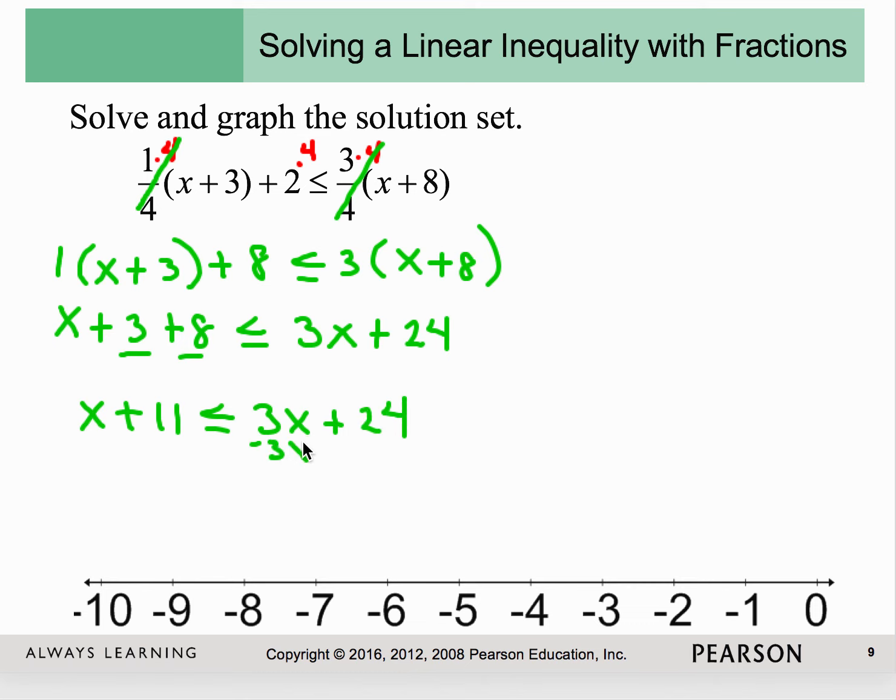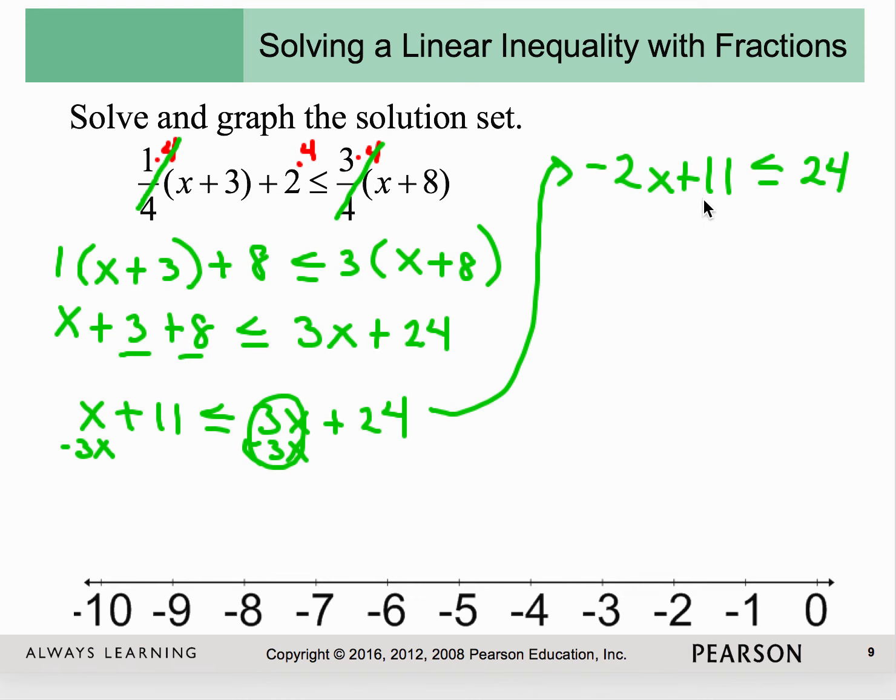Move all your variables to the left. They must be moved to the left if it's in an inequality. So negative 2x plus 11 less than or equal to 24. Undo whatever's being added to your variable. So negative 2x less than or equal to 13. Divide by negative 2. Whoops, dividing by a negative. Gotta change that sign.